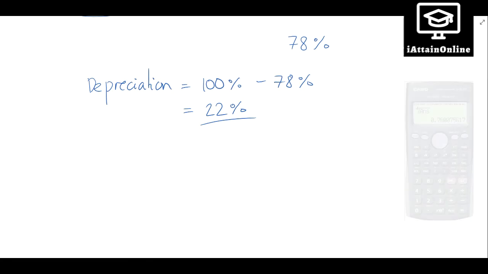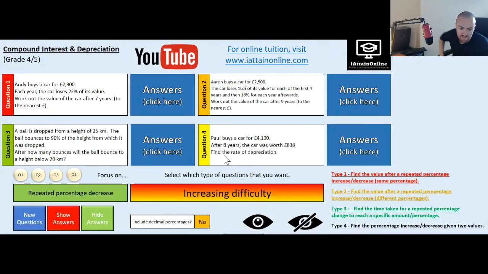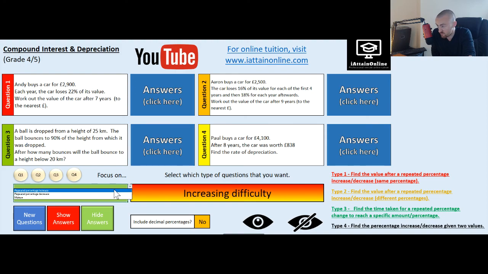Okay, so what I'm now going to do is very quickly talk you through this question generator. When you open the file, you must click enable content or enable macros in a little yellow ribbon that appears at the top, and then all the buttons will work. We've concentrated today on repeated percentage decrease. The other video I did was repeated percentage increase. You can get a mixture of these by clicking there.